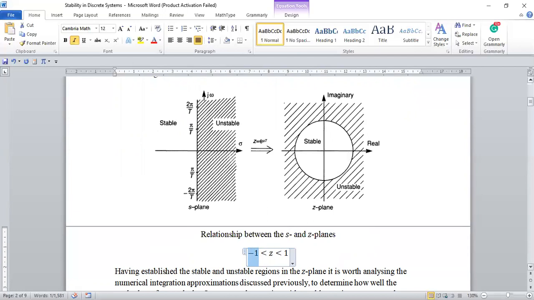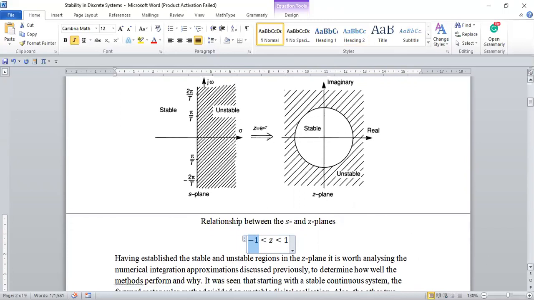So we're using the modulus now, but now we're not using the modulus. We are indicating it from -1 to 1. So this is -1 and this is 1. So all the region within this unit circle is stable in the discrete time case. Then the region outside of the unit circle is unstable in the discrete time case.